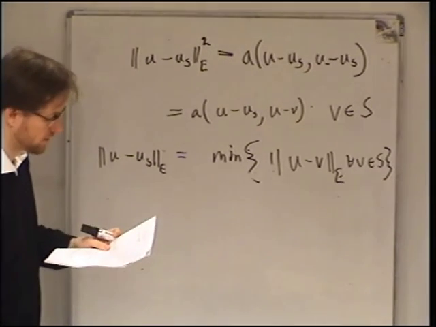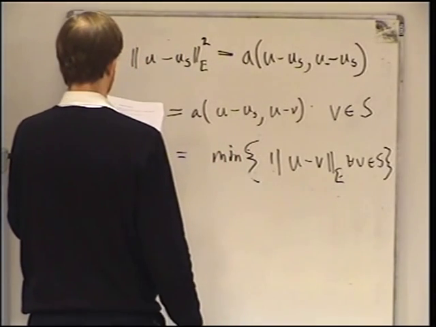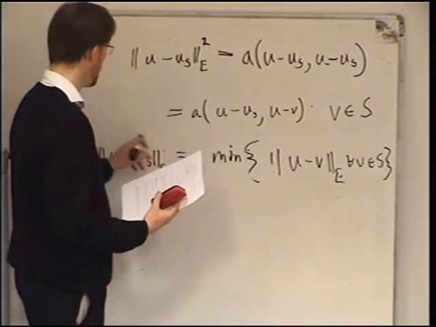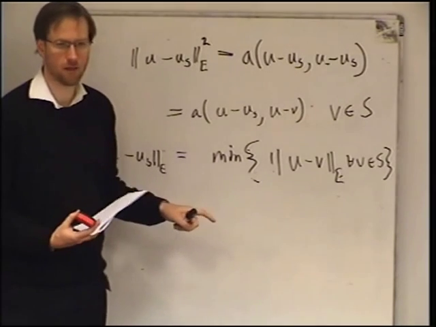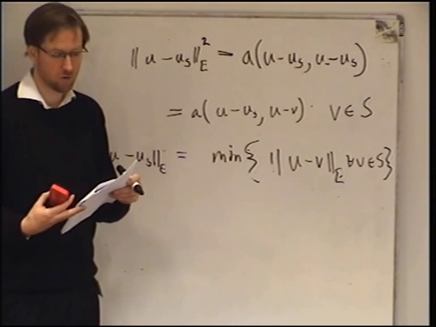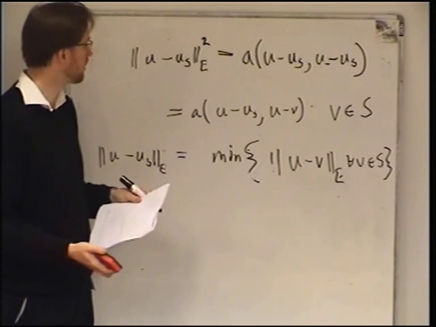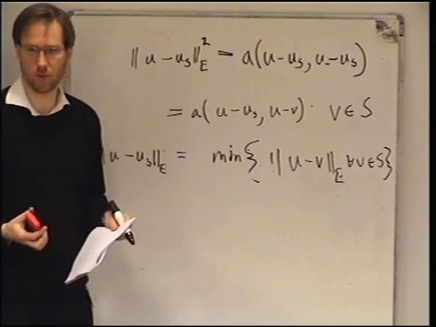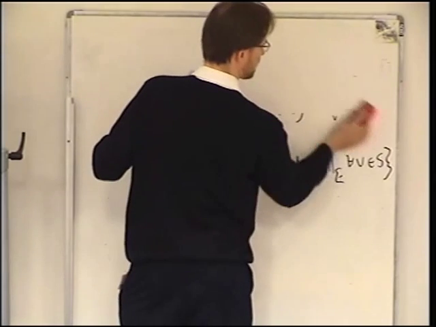So what we want to do is use what we know about this error in the energy norm and attempt to say something about what's going on in the normal L2 norm, the norm that we sort of think we understand. So let's go back.